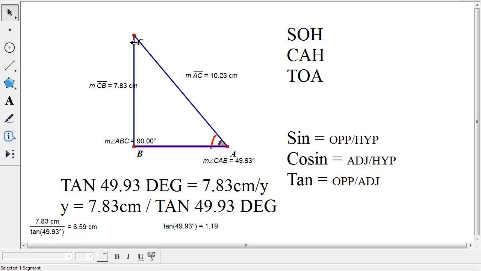And then I'll just measure the side to see that we got a good answer. Yep. So that's how you use the tan function.